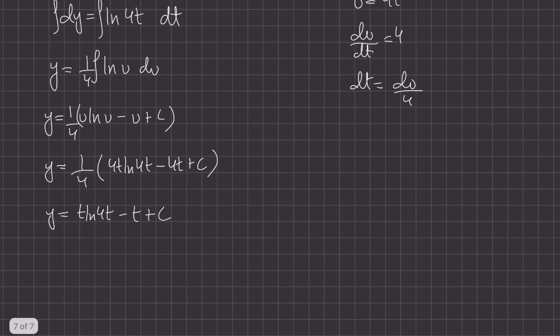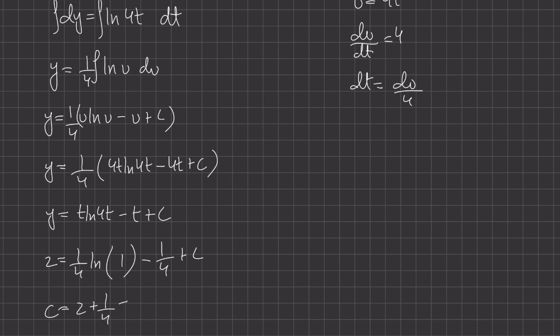Finally, to find c, we plug in the boundary condition, which gives 2 equals 1/4 ln, 4 times 1 over 4, which is 1, minus 1 over 4 plus c. ln 1 is just 0, so c equals 2 plus 1 over 4, or 9 over 4. Plugging this back in gives the answer. y equals t ln 4t minus t plus 9 over 4.